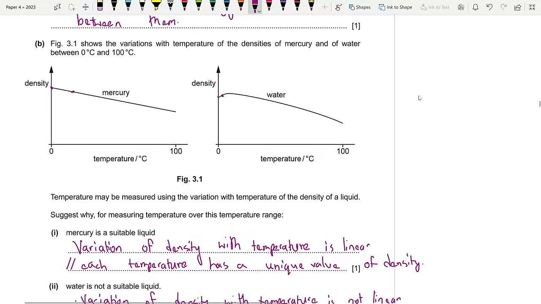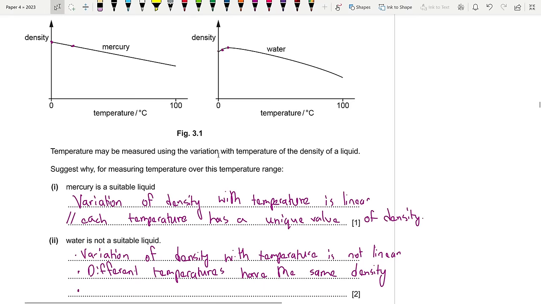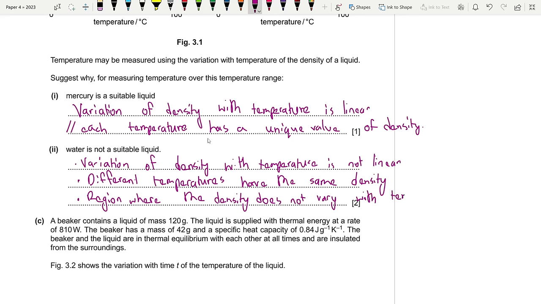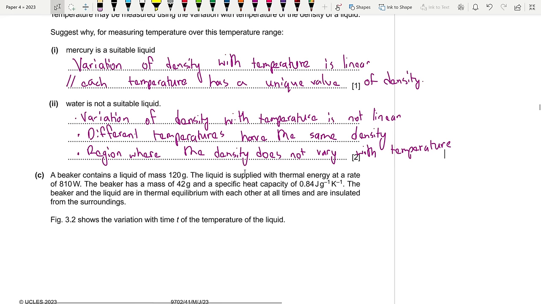Or you could say that there's a turning point, right? Like in this turning point, you know that in turning points, dy by dx is 0. So there is a point, or there are regions where the density does not vary with temperature, okay? That is a red flag. You can't have that. Different temperatures have the same density. That is the point we talked about. And there is a region where the density does not vary with temperature. Okay?